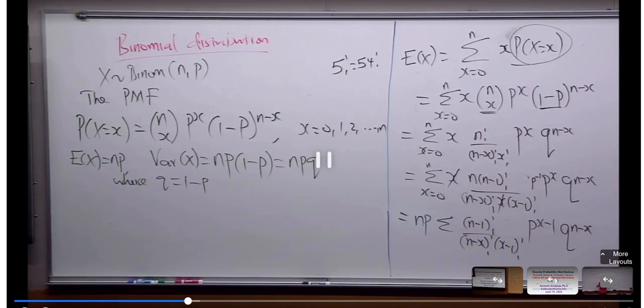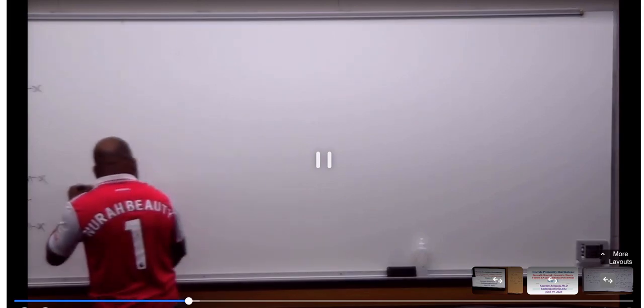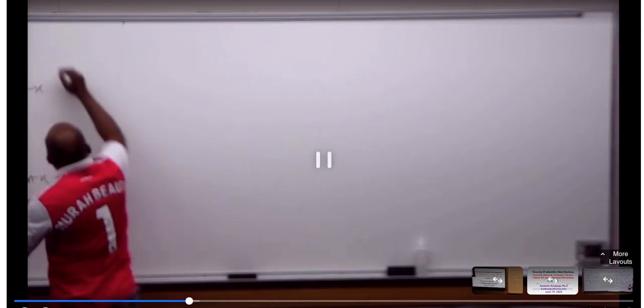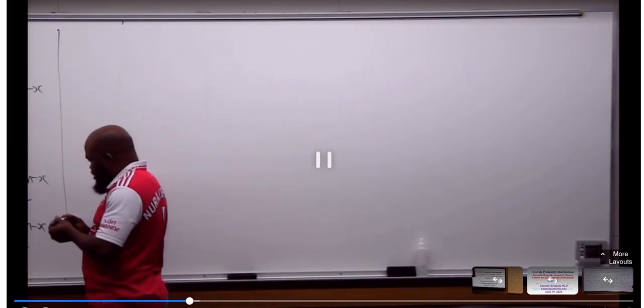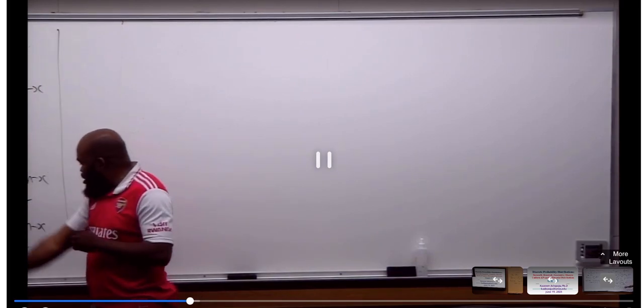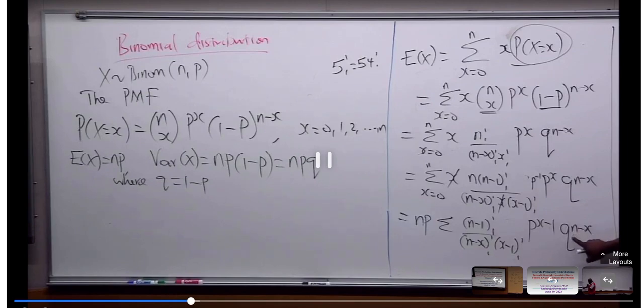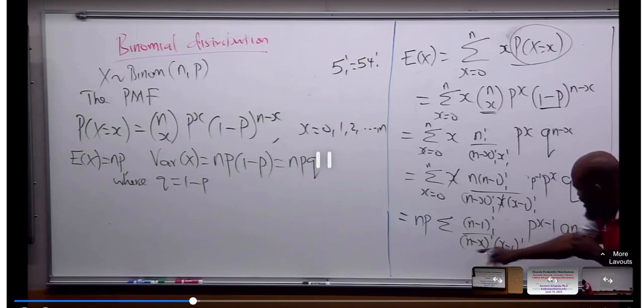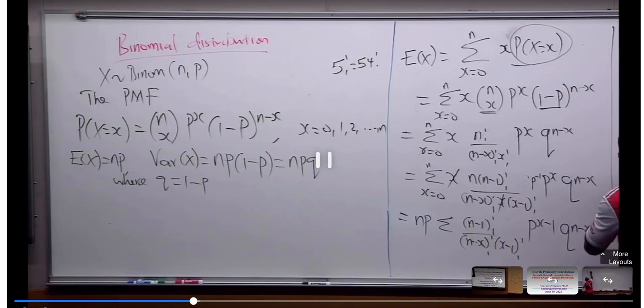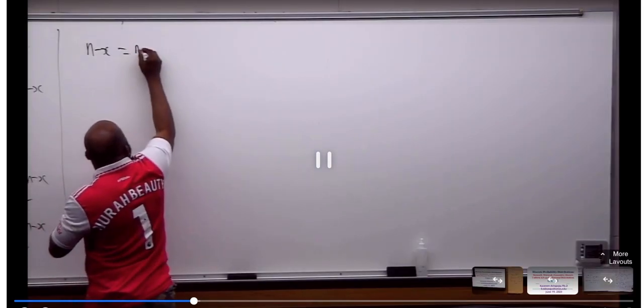So the moment I have this, if you look at it, p here is carrying x minus 1, and you can see x minus 1 factorial here. q is carrying n minus x. Now, do you know that this n minus x is the same as n minus 1 minus that?